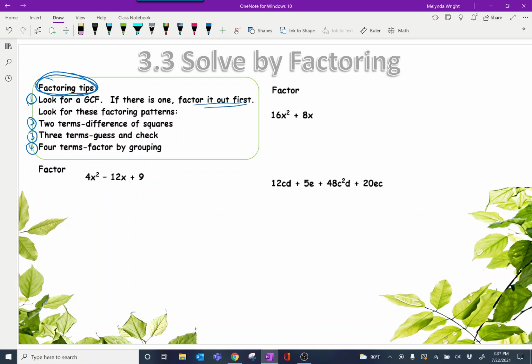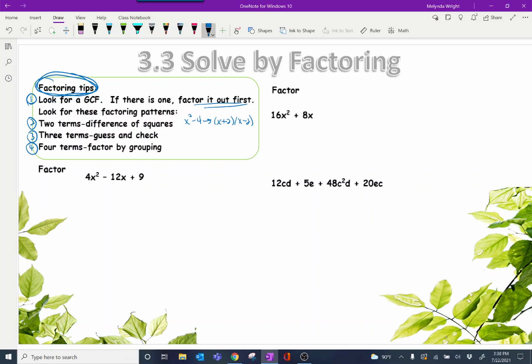If there are two terms, once you've factored out your GCF, at this point you can look for difference of squares. Remember, that would be like x squared minus 4. And x squared minus 4 would factor into x plus 2, x minus 2, if you recall that. That's called the difference of squares. So if you have two terms, that's what you would look for.